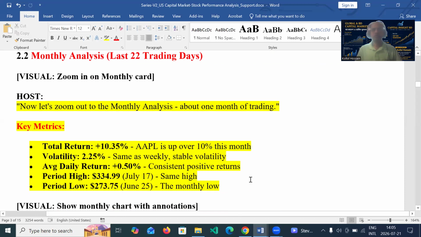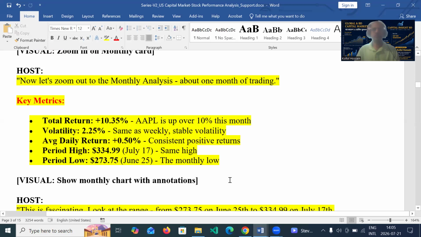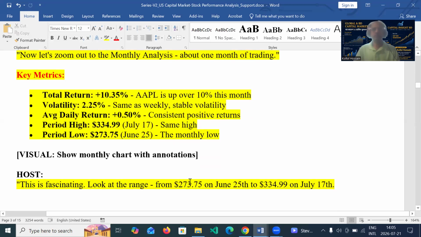Now let's zoom out to the monthly analysis, about 1 month of trading. Key metrics: total return positive 10.3 percent. Apple is up over 10% this month. Volatility 2.25%, same as weekly, stable volatility. Average daily return plus 0.50%, consistent positive return. Period high 334.99 on July 17th, same high. And period low 273.75 on June 25, the monthly low.